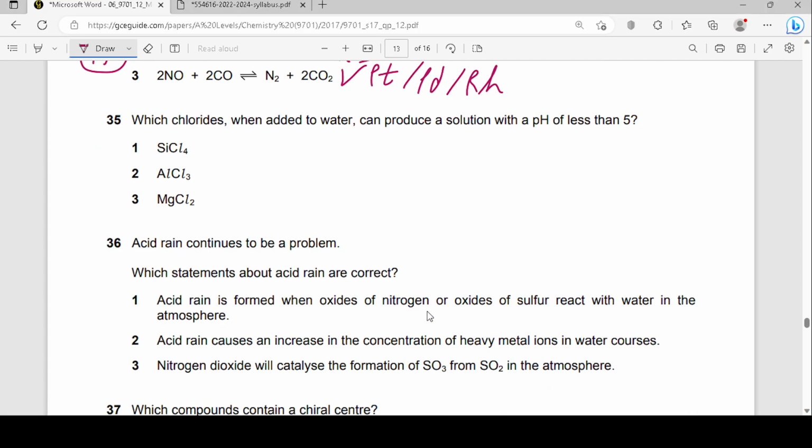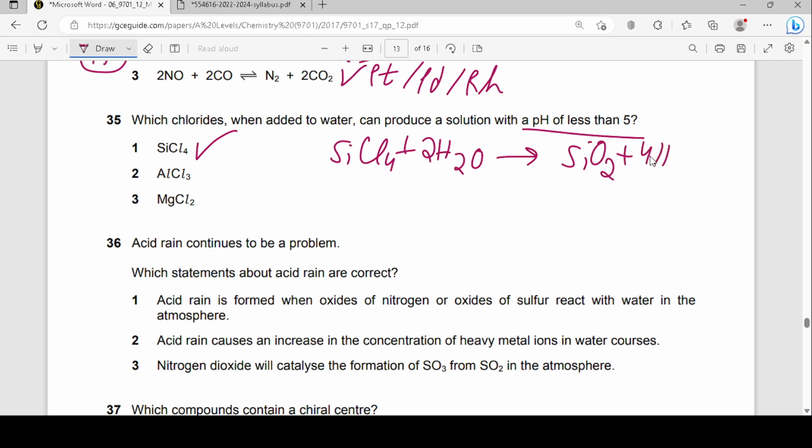Which chlorides, when added to water, can produce a solution with a pH of less than 5? SiCl4 would be correct. If I write down the reaction, SiCl4 plus 2H2O gives you SiO2 plus 4HCl. Wait a second, let me think about this. SiO2 is obviously a solid, and HCl is going to be a gas, but I would say it's acidic. It's a liquid too. Yeah, should be right, so it would form an acidic solution. And AlCl3, on the other hand, would also form an acidic solution.